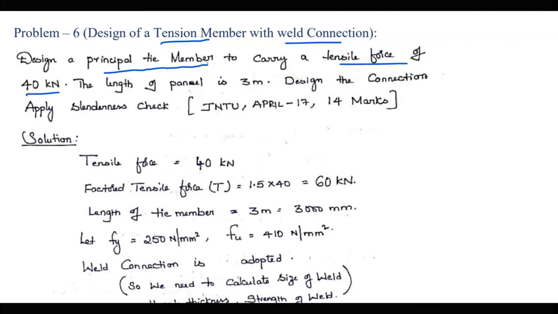Of course, this is not a factored load. So multiply with 1.5 to get the factored tensile force or design tensile force. And the length of that panel is 6 mm. Therefore, the length of the tie member is 3 meter, 3000 mm. And design the connection, welded connection, and check the slenderness ratio also. This is your previous examination question in 2017 for 14 marks. Let us solve this problem.